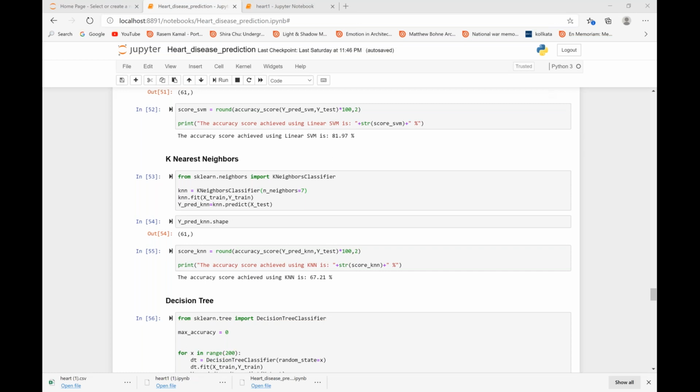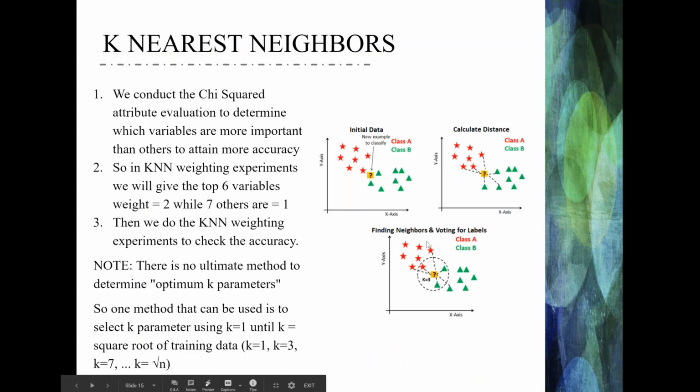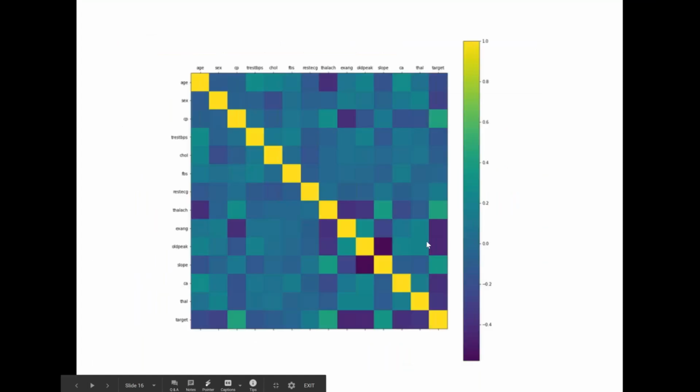Now Mahima will be explaining. Oh no, I'll be doing it, I guess.